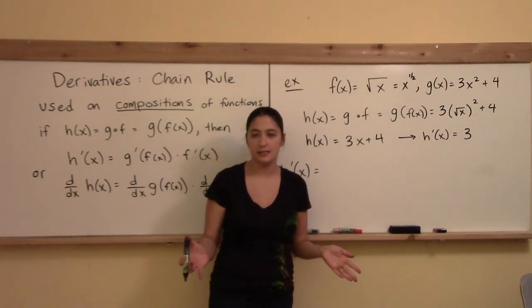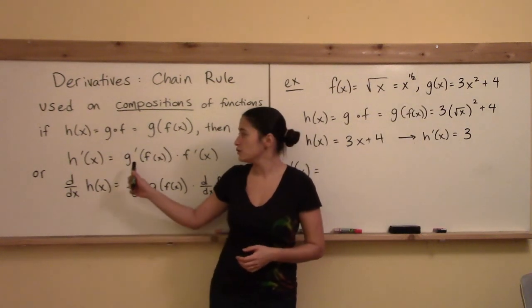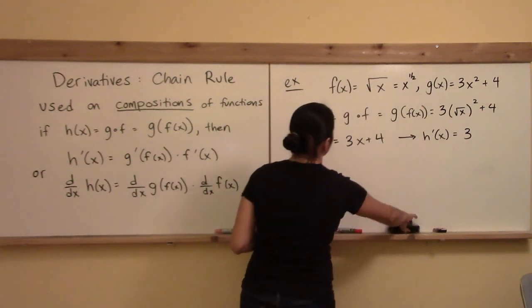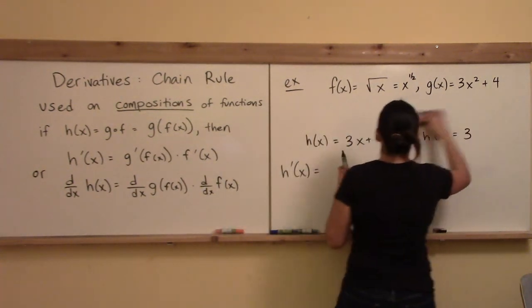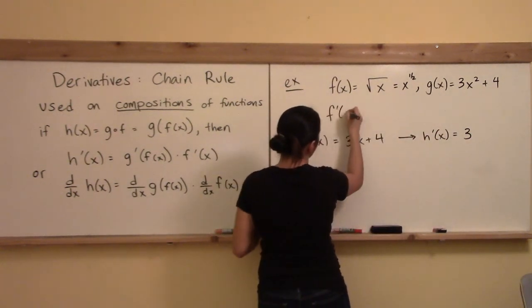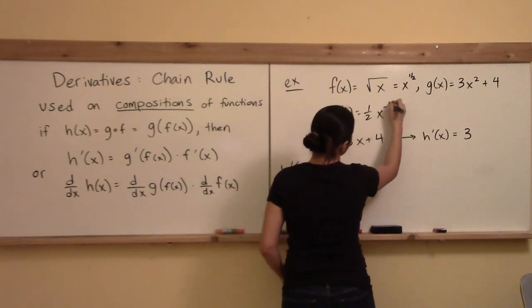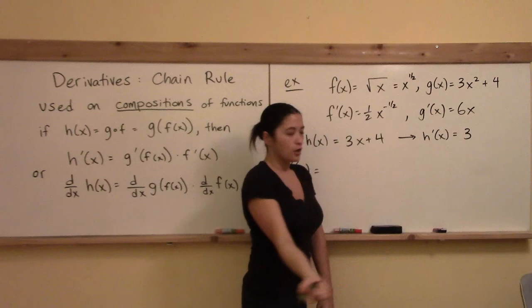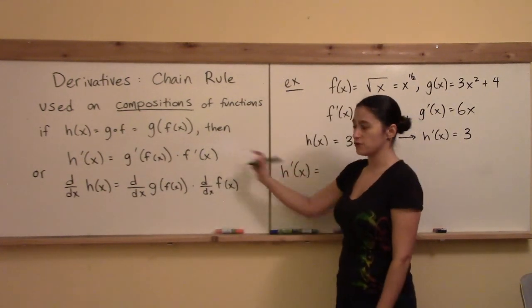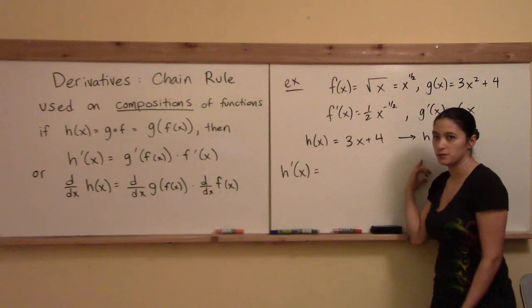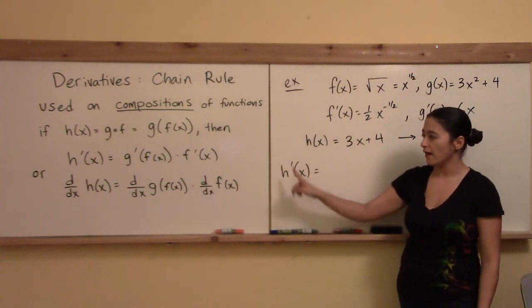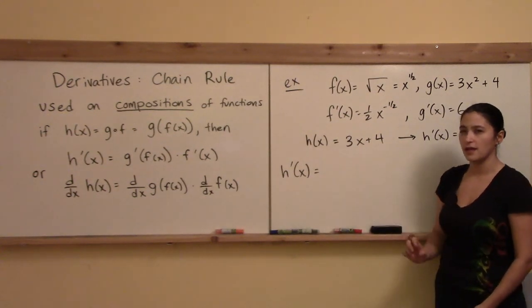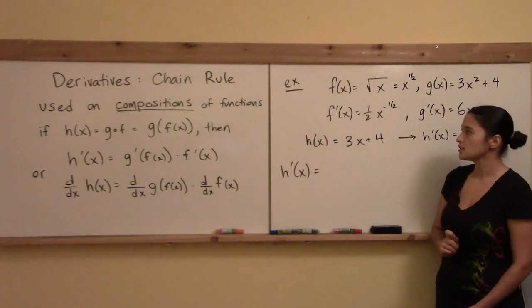Okay, now let's get back to that set of instructions here. We would like now to do g prime of f and multiply that by f prime of x. Okay, looks like I erased my little derivatives here, so I'm going to put the derivatives back. f prime of x was 1/2 x to the minus 1/2, and g prime of x was 6x. Now practice what this tells you to do right now. We already know that the answer is supposed to be 3. But according to that, what is h prime of x? It says it's g prime evaluated at f times f prime of x.